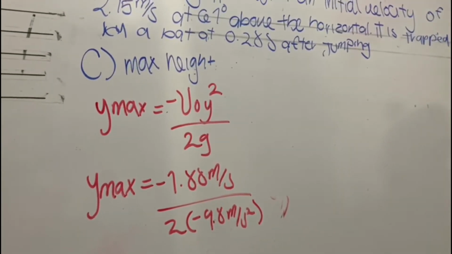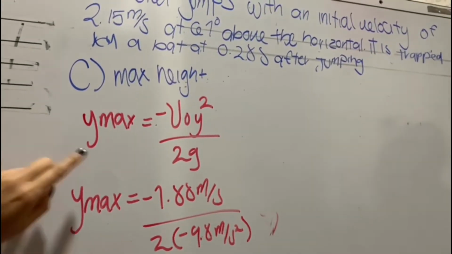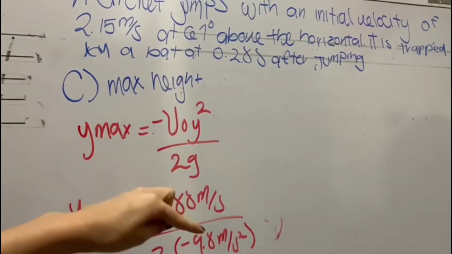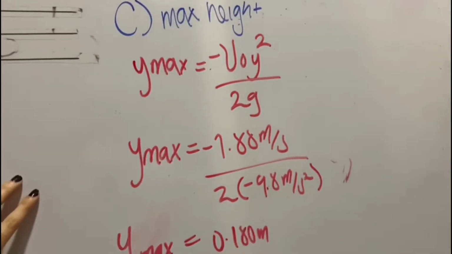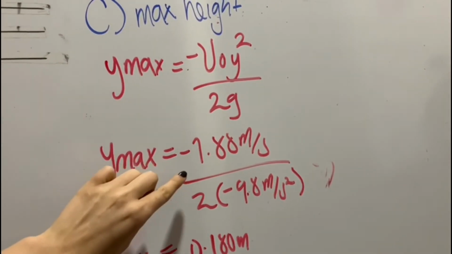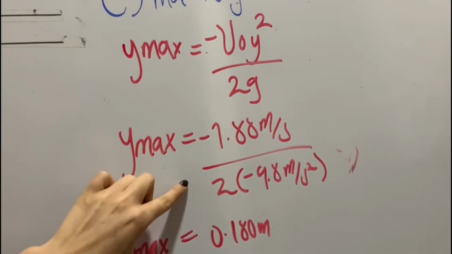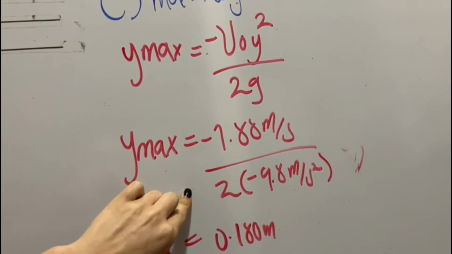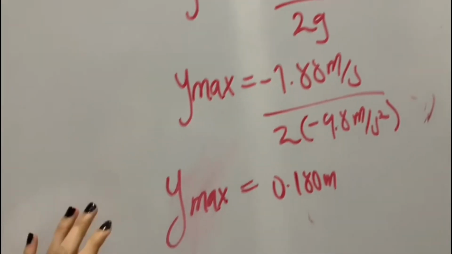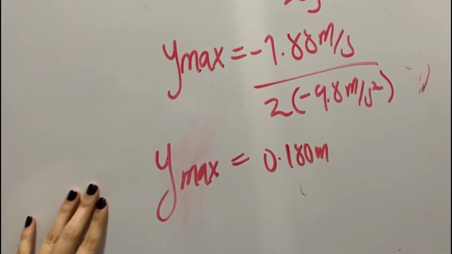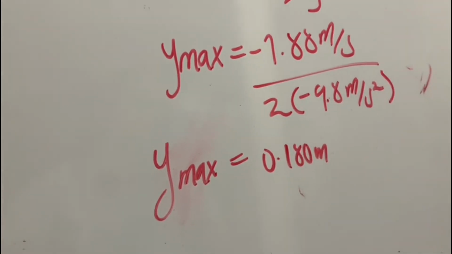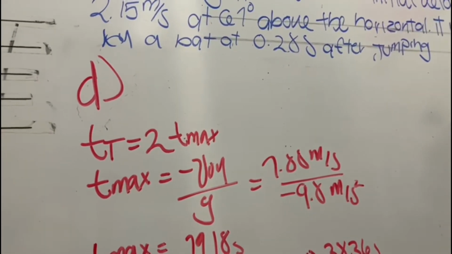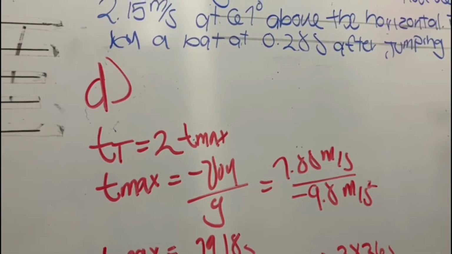The third problem is asking for the maximum height. The formula says that y max is equal to minus the initial velocity of y squared divided by 2 times gravity, which means minus 1.88 meters per second squared over 2 multiplied by minus 9.8 meters per second squared, and this gives you 0.180 meters.